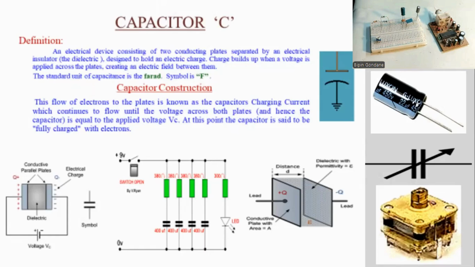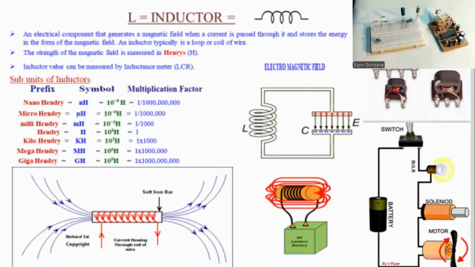Now we will come to the next part, that is inductors. Inductors are represented by capital letter L. And you can see on the top of the screen a coil shape or spring shape. Okay, right. So what is the inductor? It generates a magnetic field, number one. Number two, it stores energy in the form of a magnetic field. Suppose this is a coil, this is an inductor. When current is passed through it, it will store energy in the magnetic field.